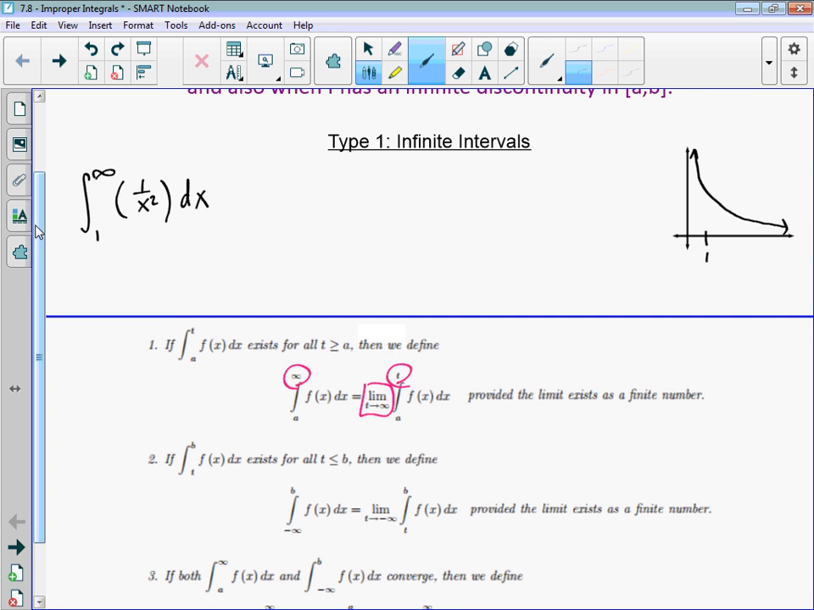So let's start with switching this to go from 1 to t. And then we're going to take our limit as t is approaching infinity. So that's your first step, is just writing it like that. Then we're going to actually do our antiderivative. So what is our antiderivative here?